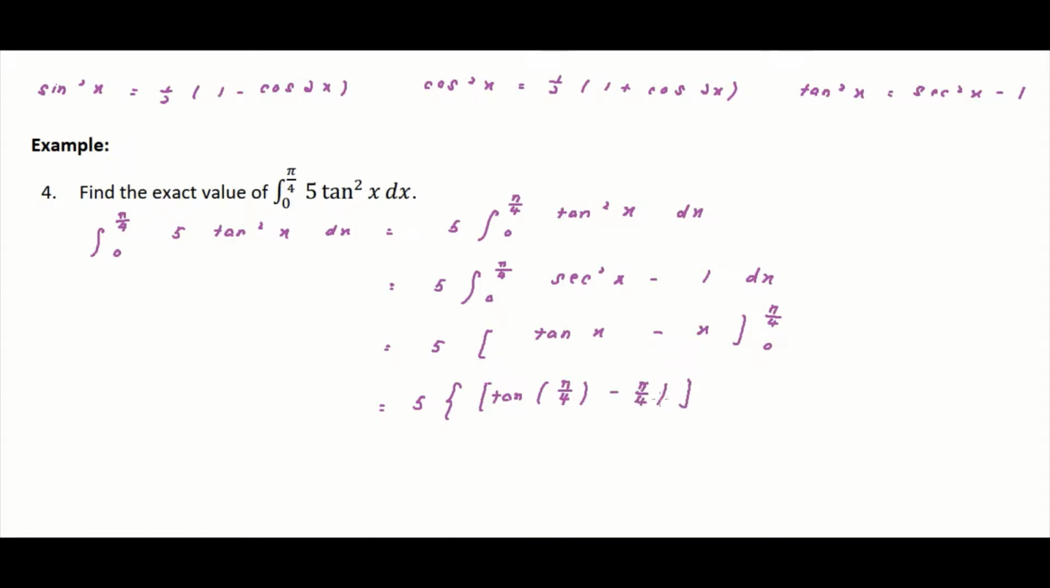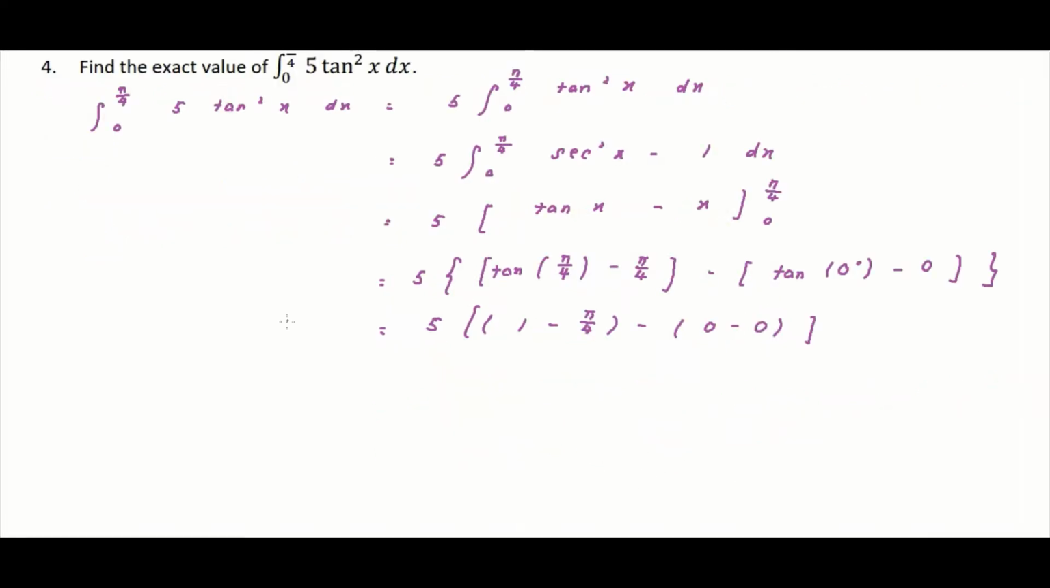Okay, then after that, no bracket here. Then minus, so the other part, tangent 0 minus 0. Okay, so 5 tangent pi over 4, meaning tangent 45 will give you 1, right? So 1 minus pi over 4, the whole thing here, minus tangent 0 gives you 0, 0 minus 0. Okay, so we only solve for this part.